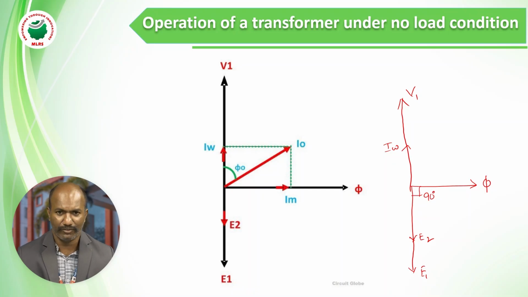Now where do I have to draw the IM phasor? See, the primary winding is a purely inductive circuit. What is the relation between current and voltage in an inductor? You know that current lags the applied voltage by 90 degrees. Since I can consider the primary winding as purely inductive, I have to draw the IM phasor in line with the flux phasor. That is, IM lags the supply voltage by 90 degrees, neglecting the resistance of the primary winding. So now the phasor sum of IM and IW is I naught.